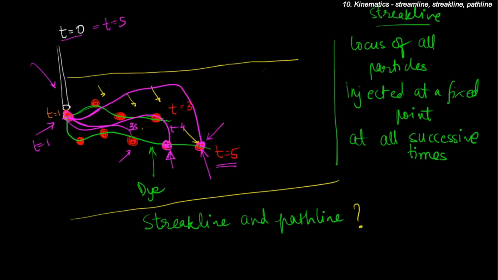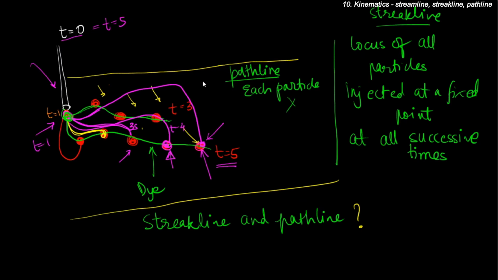And suppose this is the path taken by this particle. For this particle, it has taken 2 seconds, and this is the path taken by this particle. And for this particle to arrive, it has taken 1 second, and this could be the path taken by this particle. And this particle is already at the origin. So the path line for each particle is different because the flow is unsteady.